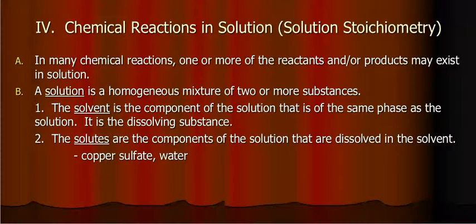In chemical reactions, one or more of the reactants and products can exist in solution. A solution is a homogeneous mixture of two or more substances, so when you look at it, it looks uniform. There's one phase in a homogeneous mixture. A solution consists of the solute, which is the component of the solution that's dissolved, and the solvent, which is the component of the solution that does the dissolving. Normally the solvent is water.